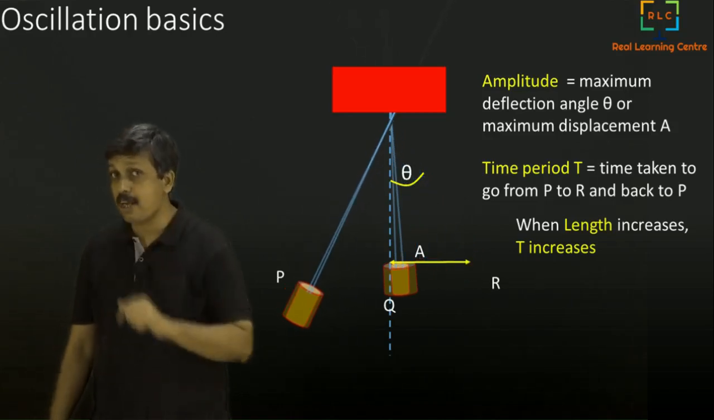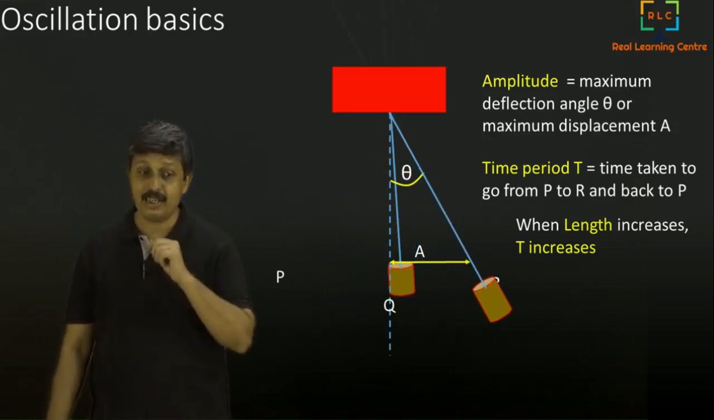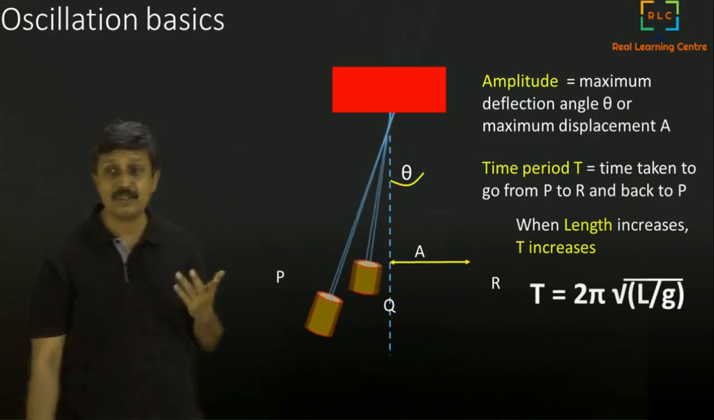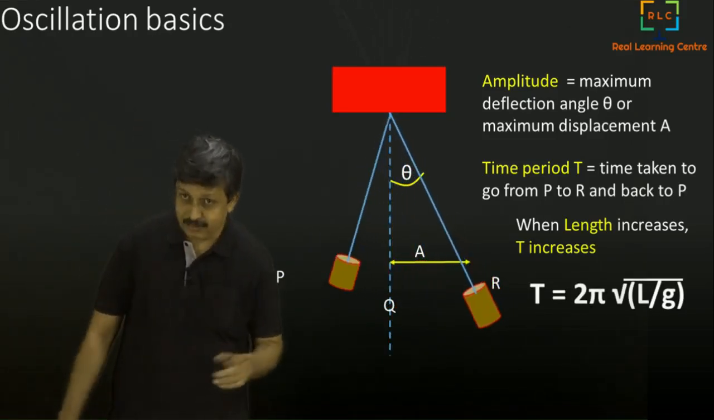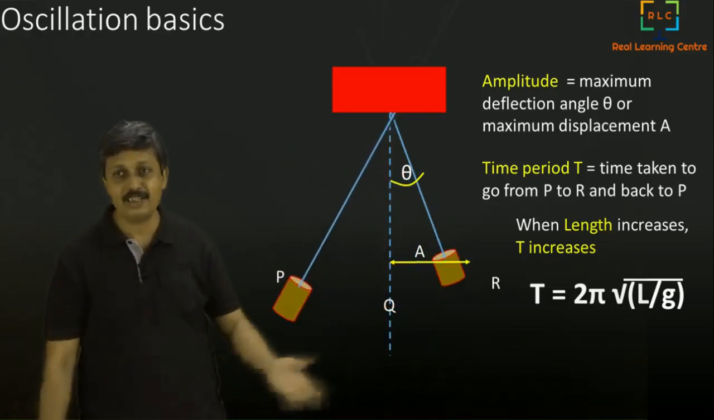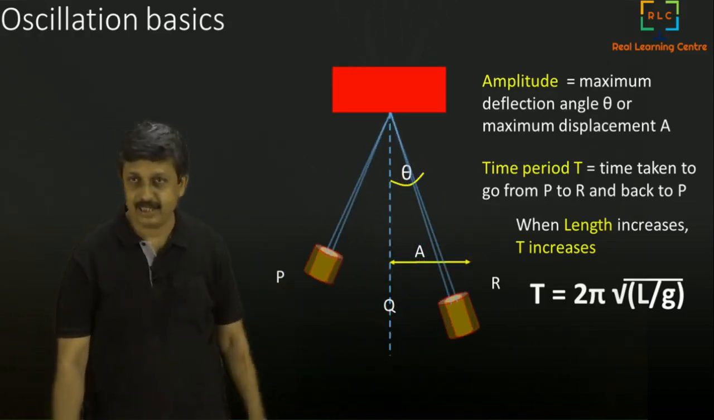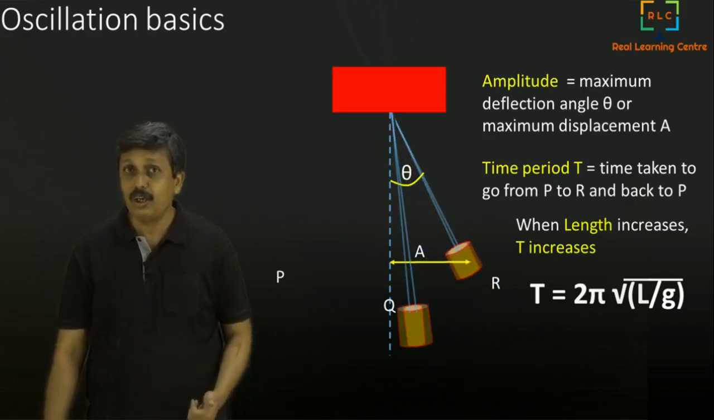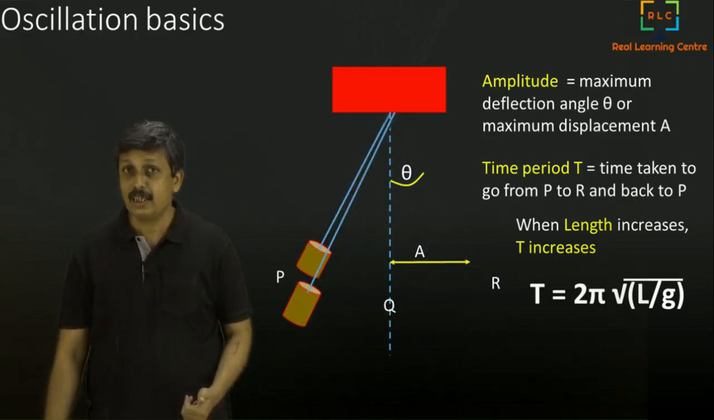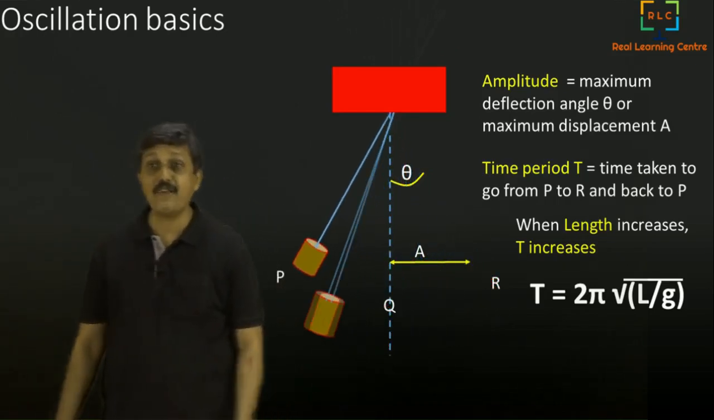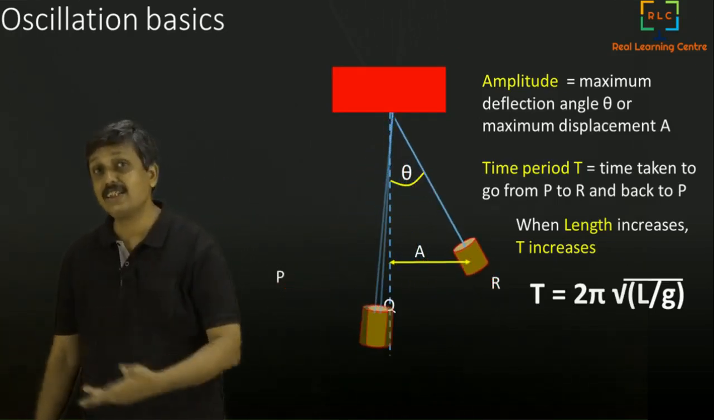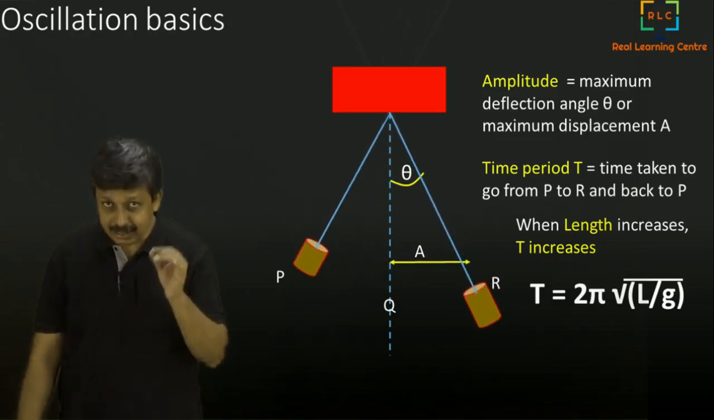And there is one more parameter which changes the time period. What is that? Look at the formula for the time period. T is equal to 2 pi into root of L by G, where L is the length. We are very sure when length changes, time period changes. You can see it. And G is the acceleration due to gravity. Acceleration due to gravity doesn't change on Earth. So only L is a parameter.